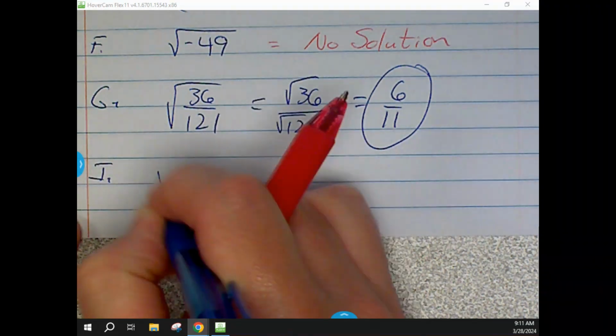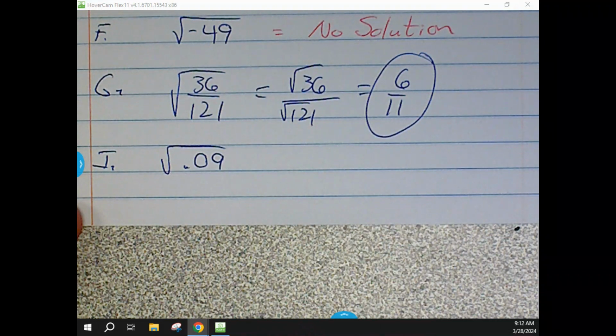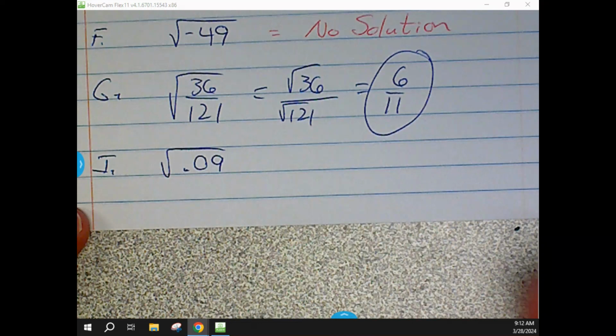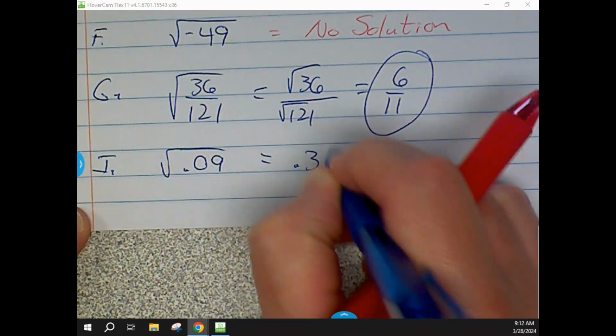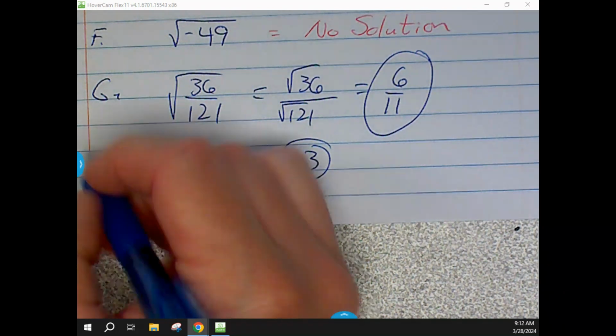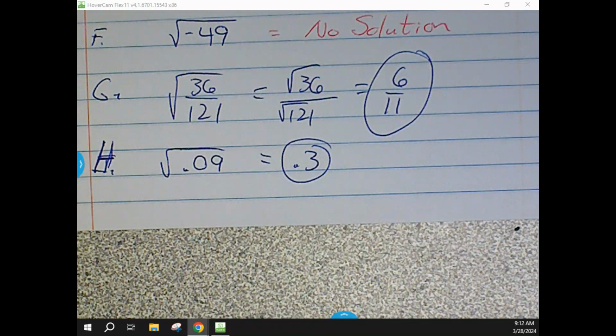All right. You may also get a decimal number. Square root of 0.09. If it was 9, we know it would be 3 times 3. But since it's 0.09, honestly, this is one of those where you can just use your calculator and check it. If you check that one, that's going to be 0.3 for your answer. Why'd you skip H? Oh, sorry. Let's make that an H. There we go. That's H. Wasn't paying attention.